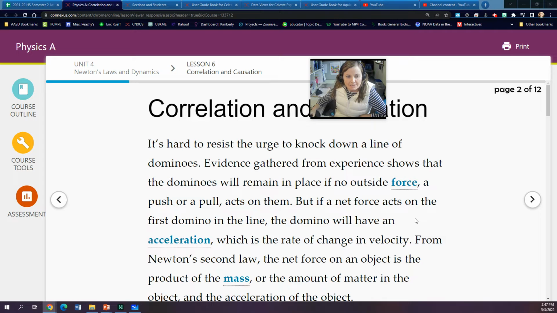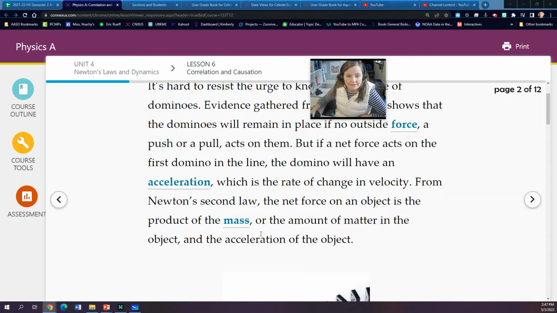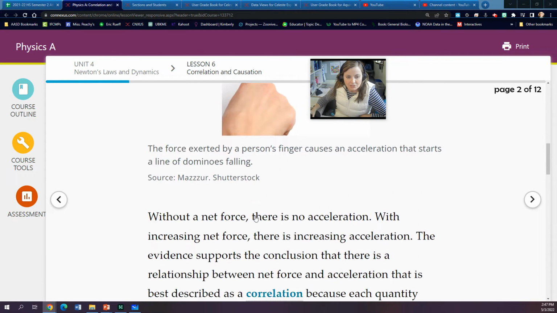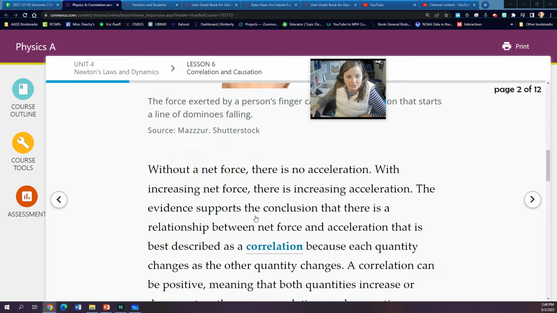So essentially, it's saying let's look at some dominoes. If I do some experiments and I just leave the dominoes sitting there, they're going to remain in one place unless an outside force acts on them, has to push or pull the dominoes. If a net force acts on the first domino in the line, the dominoes will have an acceleration, which is a change in velocity. From Newton's second law, the net force on an object is the product of the mass, or the amount of matter in the object, and the acceleration of the object. Without net force, there's no acceleration. With increasing net force, you increase the acceleration.